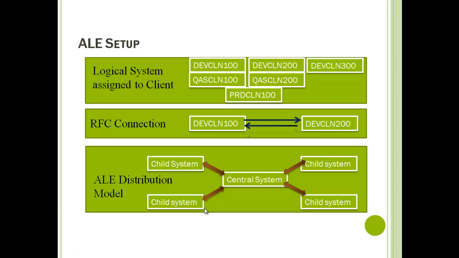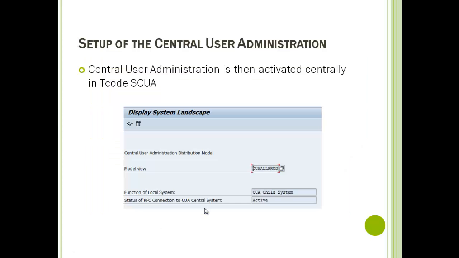So after this setup, what you need to do is set up a central user administrator. The transaction code for this one is SCUA. In SCUA you can enable the central user administration, and you can define the parent system as well as the child system.